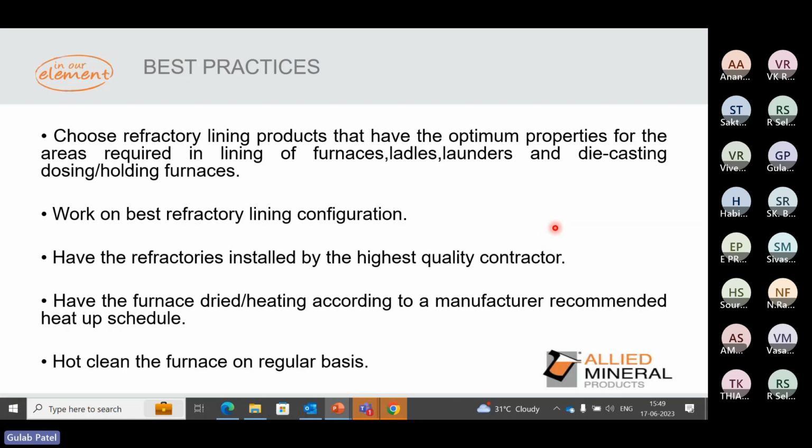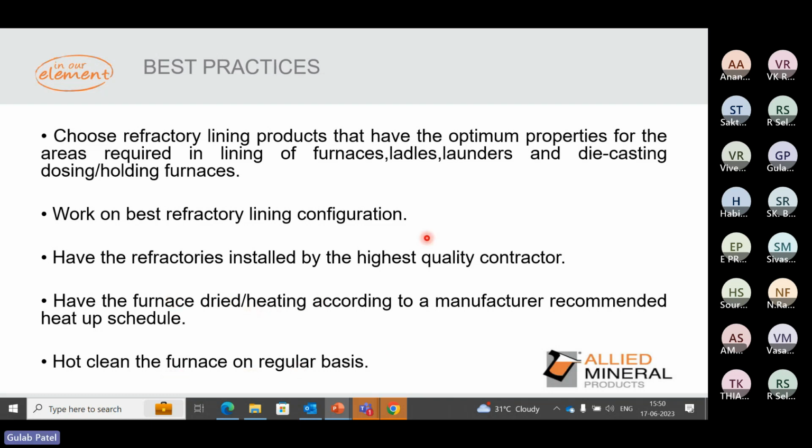Have the furnace dried or heated according to the recommended heat up schedule. That is also one of the important factors. Everything has been done, properly selected the product, properly configured the lining, properly installed the lining, but if we have missed the proper heating procedure, everything will be vanished. So never compromise on the recommended heat up schedule.